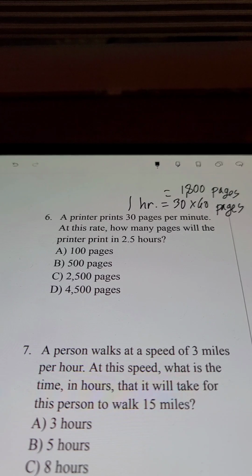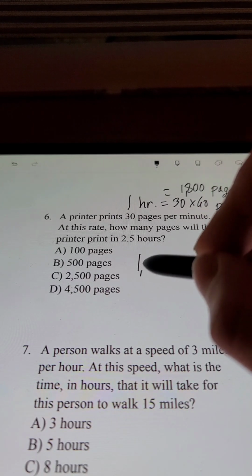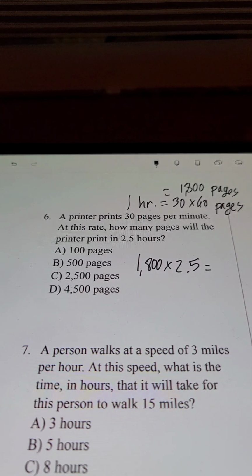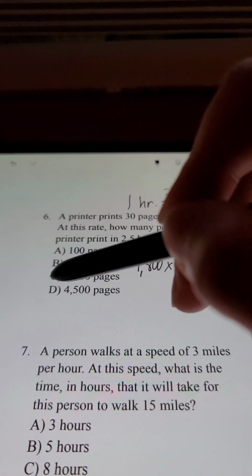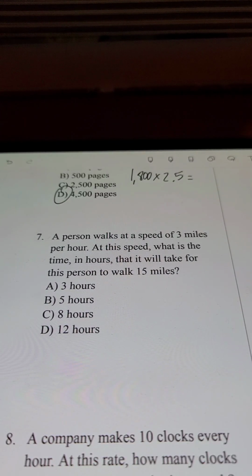Now we just need to find out in 2.5 hours how many pages would it be. So we just have to now multiply that by 2.5. So that's what we're going to do. And remember, you can put this in your calculator. It's a digital SAT exam. Or you could see that obviously, even just by estimating, it has to be D. So that's the answer. Okay, let's try number 7.